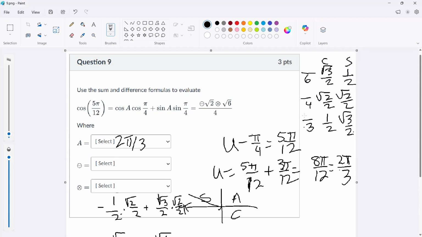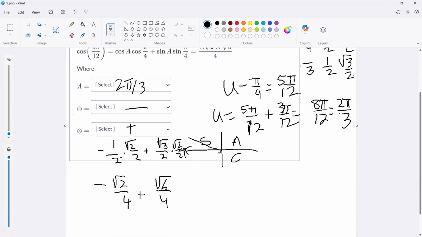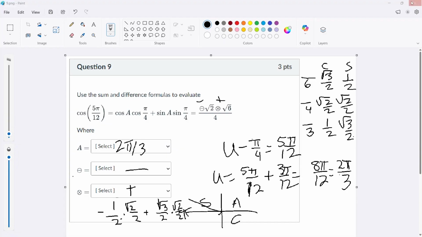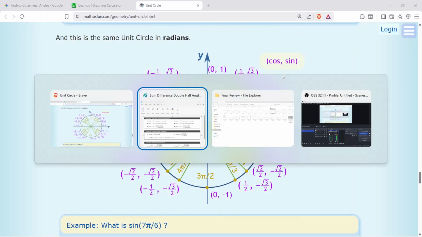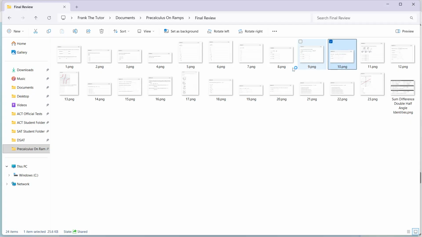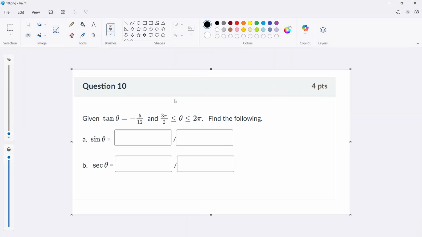So negative, this little thing with the minus is negative. It's negative square root of 2 over 4 plus square root of 6 over 4. So 2 pi over 3, negative, positive. That's question 9. I've got one more to do in this video, then I will make a new one for some of the other problems.